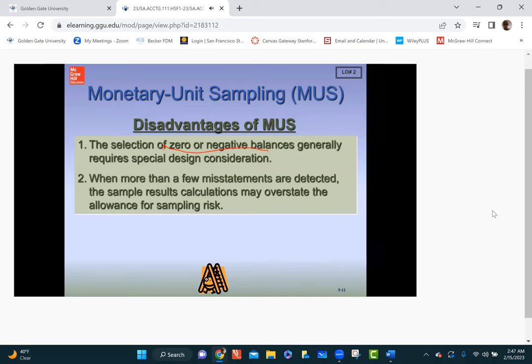And zero balances, I don't know, maybe they have a lot of zero balance items, maybe not. I would probably do some special procedure around those zeros. Maybe I could look at every single one of those zeros to see what's going on.